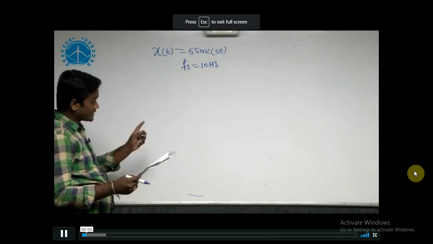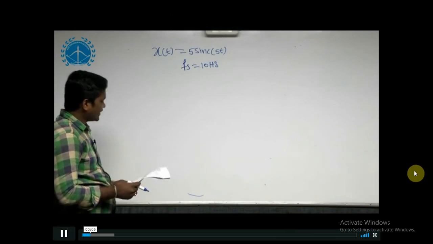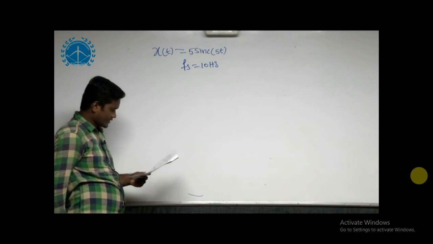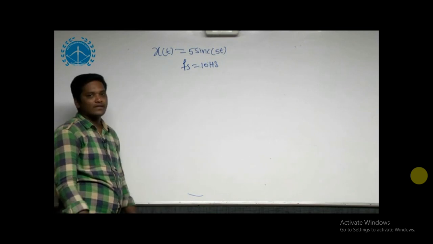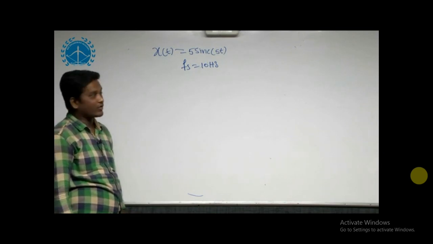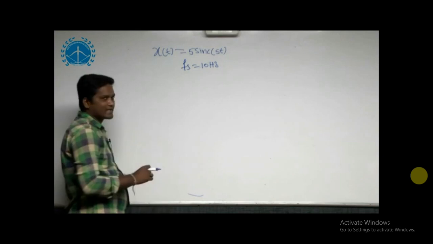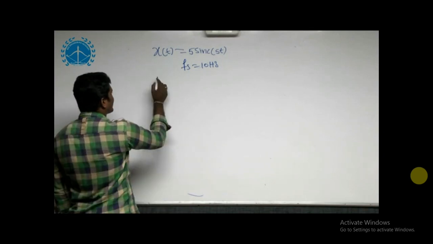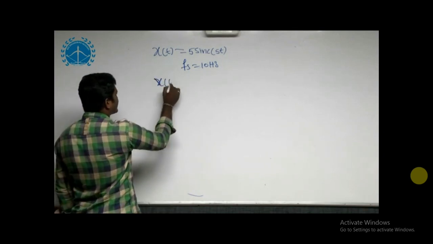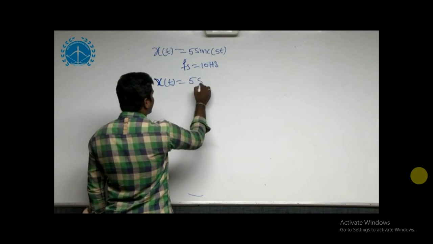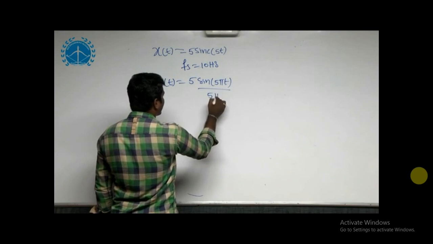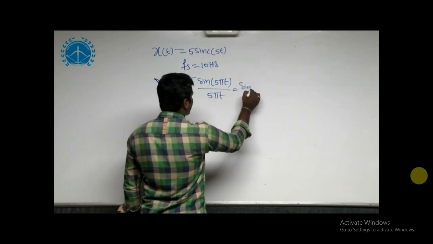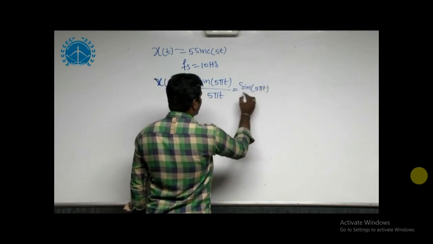The question is, a signal given, 5 sinc(5πt)... is sampled at 10 hertz using an ideal sampler, and it is passed through an ideal low pass filter of cutoff frequency 5 hertz. Then what is the output spectrum of the filter? First, let us find the sampled signal spectrum. So x(t) equals 5 sinc(5t) can be written as sin 5πt by 5πt. So this equals sin 5πt by πt.